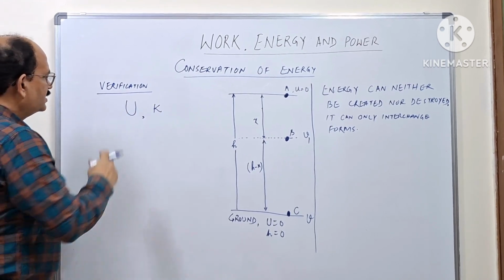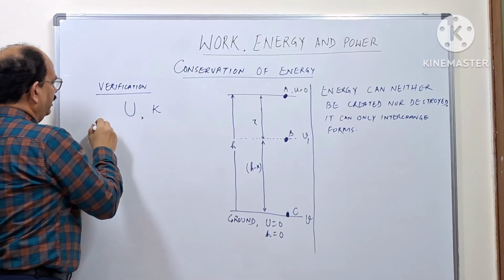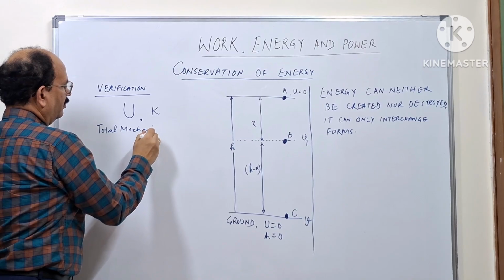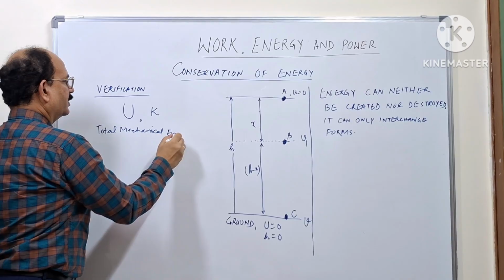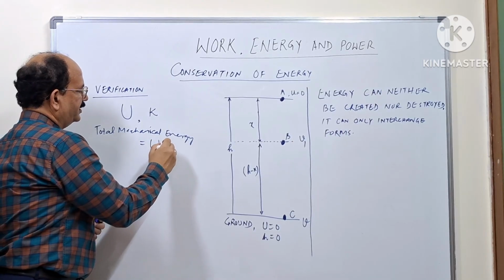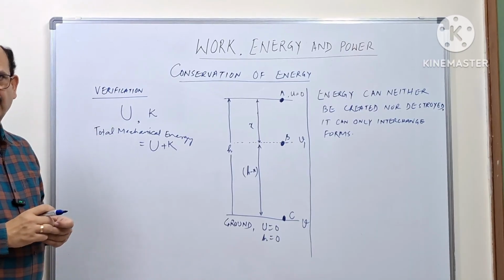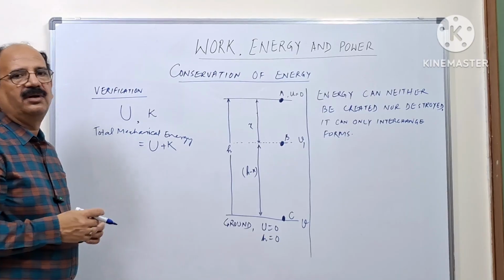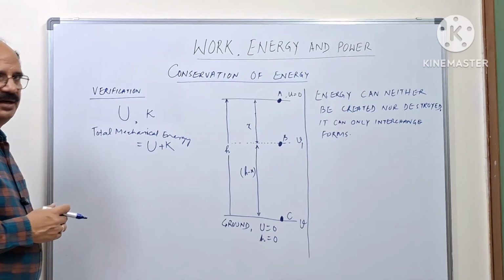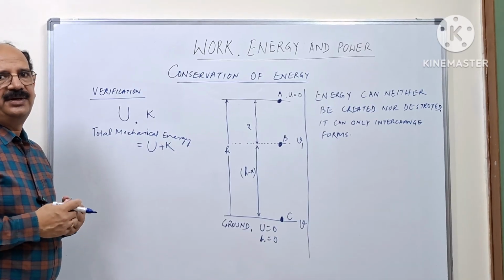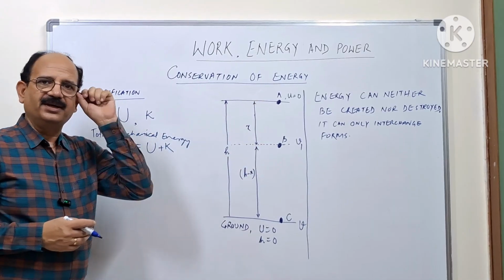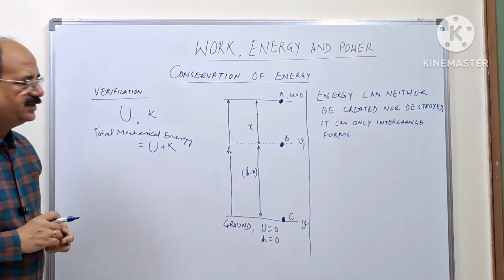The sum total of this U and K is the total mechanical energy. So total mechanical energy is equal to potential energy plus kinetic energy. Because we have ignored friction, there is no other form like heat involved in this example. Now let's try understanding whether the total mechanical energy is conserved. If it is conserved, it means its value at each point will be the same, like at point A, point B, and point C, it should be the same. Then only it is called conserved. So let's look at that.